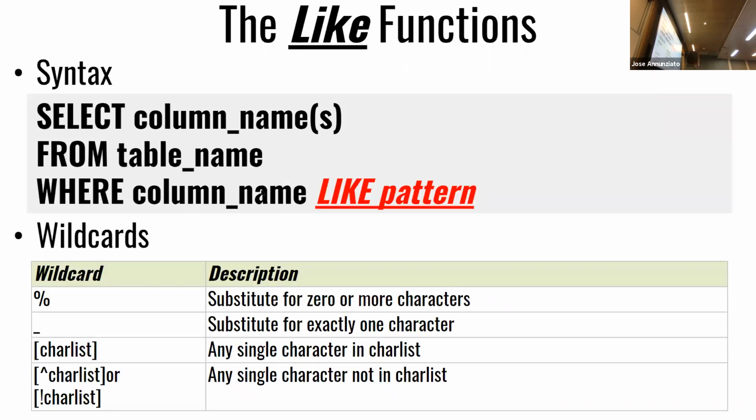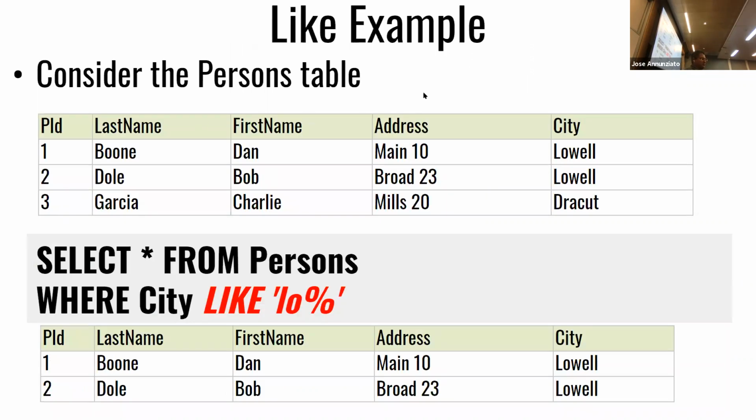So here's an example of using like in a where clause, and so wherever the column name is going to be, it is compared against that pattern, right? If it matches that pattern, then the record will be retrieved from the records. Okay. So here's an example where we're retrieving the persons where the city starts with LO followed by anything, right? And it's case insensitive. So Lowell, even though it's capital L, it matches anyway.